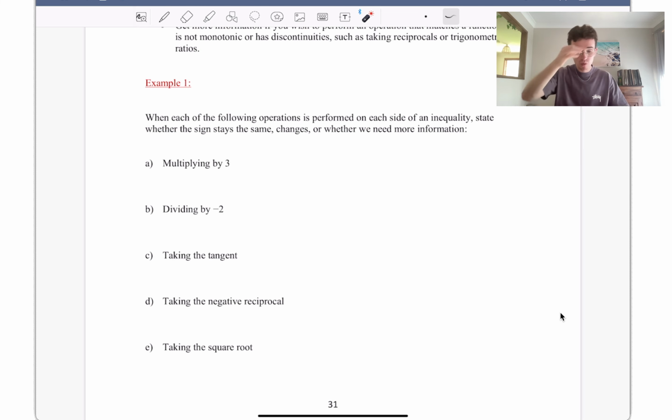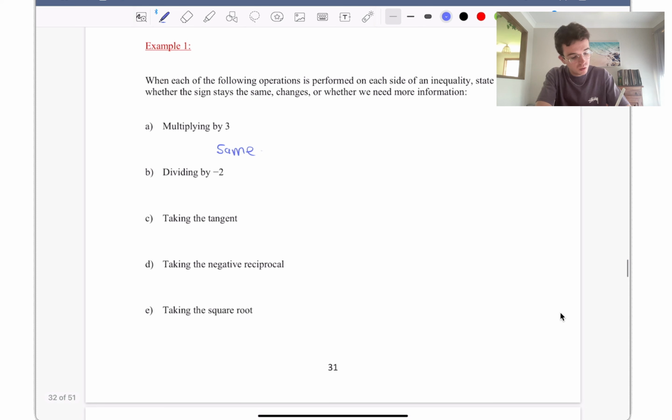Alright, so we're going to have a look at what happens when I perform these basic operations. So multiplying by 3, our inequality stays the same. That's because multiplying by a positive is an increasing function, so it stays the same. Dividing by minus 2, we swap the inequality. That's because minus 2 is a decreasing function. Take the tangent. We don't really know, because the tangent is a discontinuous function, so we need more information here.